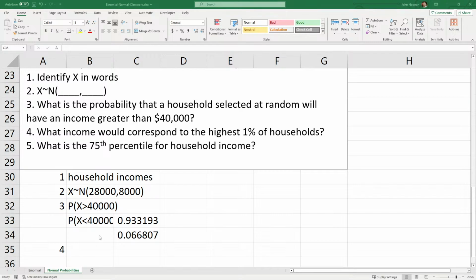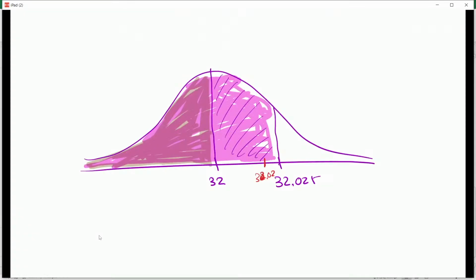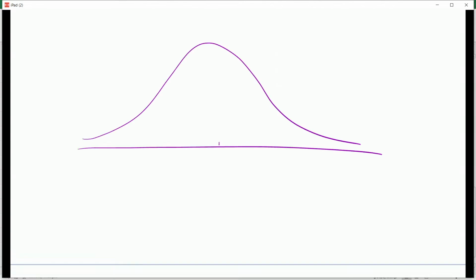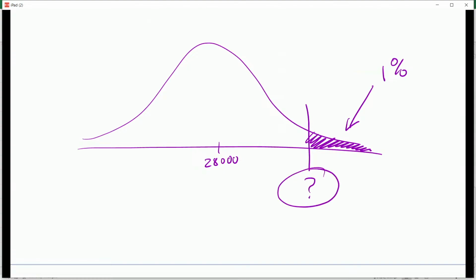So let's just take a quick look at 4 in terms of a picture, and then we'll show you how to do it. So the difference, I always think of this as being the Jeopardy. Like in Jeopardy, you're given the answer, and you're supposed to come up with a question. And so in this case, we're told that that percentage there, that is 1%. But I want to know what this number is down here. So you see how this is backwards from what we've been doing up until now?